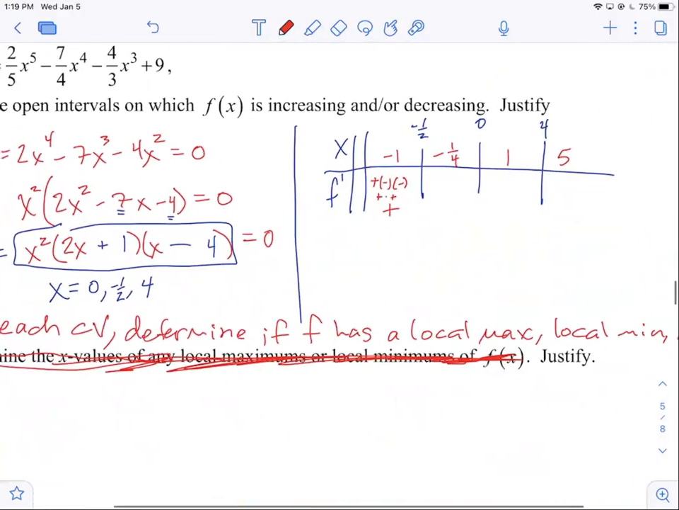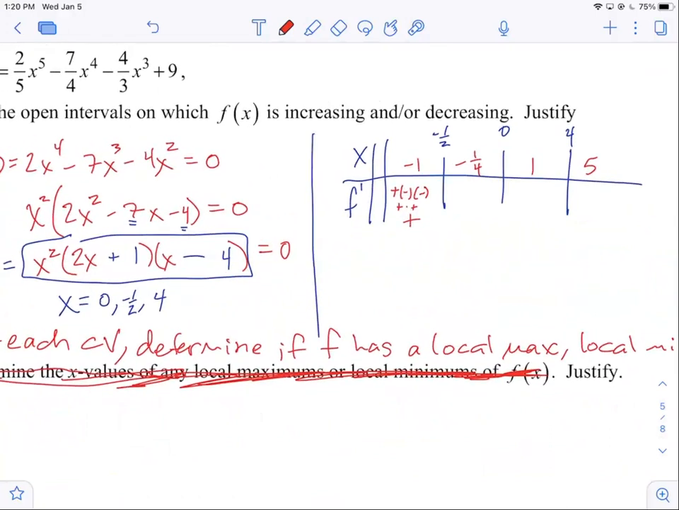Okay, -1/4. Let's plug it back in. This is always positive. -1/4 times 2, that's -2/4, also known as -1/2. -1/2 plus 1 is positive. And then -4 minus 4 is negative. So a positive times a negative is negative. All right, negative. Now I plug in a 1 and I get positive times negative, which is also negative. No sign change there. And then on 5, I plug in a 5 and I get positive, which is positive.